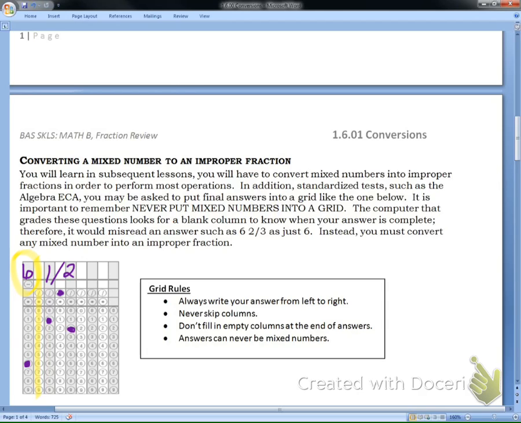So there are some rules when working with the grids. First of all, just as I did here, you always write your answers from left to right. The computer expects that you're going to have some blank columns. You do not fill in any blank columns if the answer doesn't go beyond; typical answers will not take up every column of your answer grid. Never skip columns. Don't fill in any columns at the end of answers, so there are no little blank circles. And answers can never be mixed numbers. So this is why we need to learn how to change a mixed number into an improper fraction.